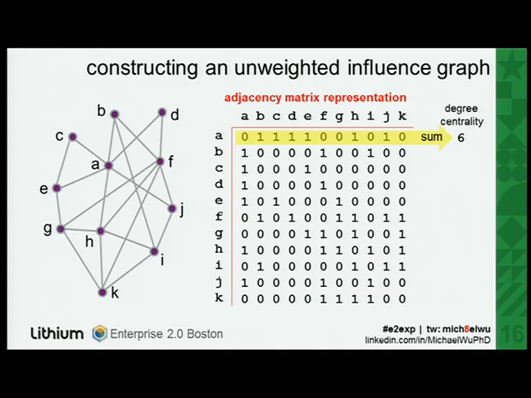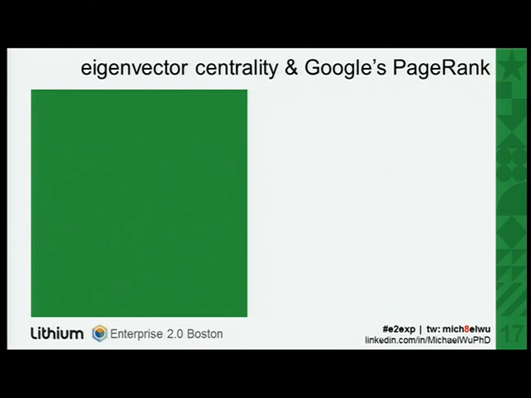So you can see that A sums up to 6, and he is connected to 6 people. If you do that for everybody, then you know how many people everyone is connected to, right? But this is actually a very simple computation. We could do something a lot more complicated. We could compute something called the eigenvector centrality.